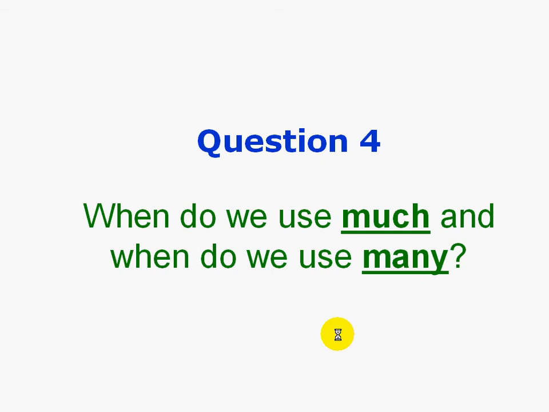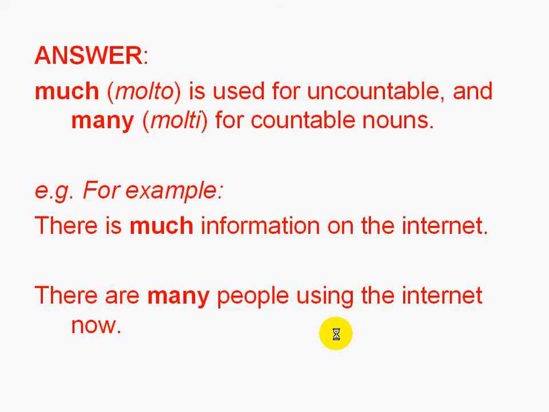Question 4. When do we use much and when do we use many? There's a big difference here. Now have a look at that, much and many. Here is the answer. Much is used for uncountable nouns, many for countable nouns. For example, there is much information on the internet. By the way, the word information in inglese non si fa mai plurale. Never informations, always information. And there are many people using the internet now. This is for uncountable and this is for countable.